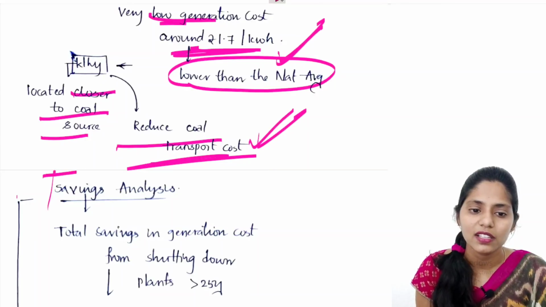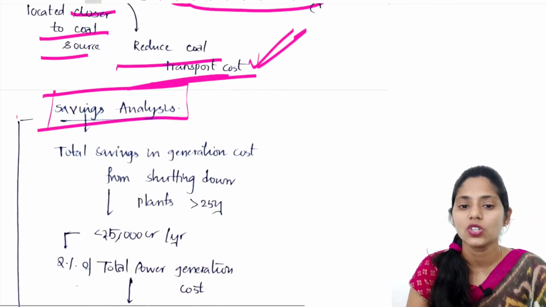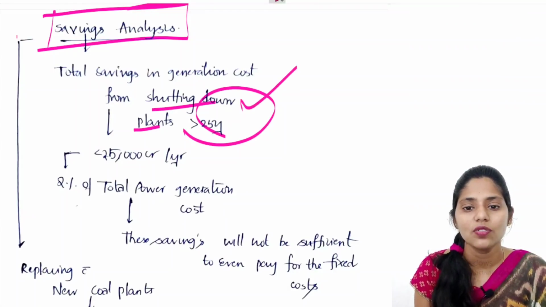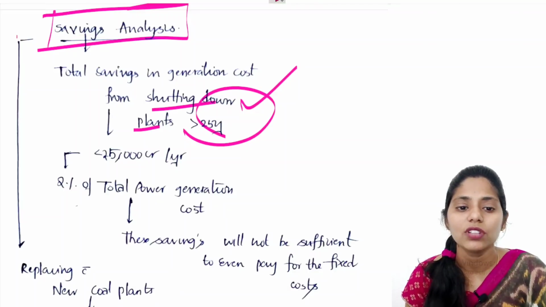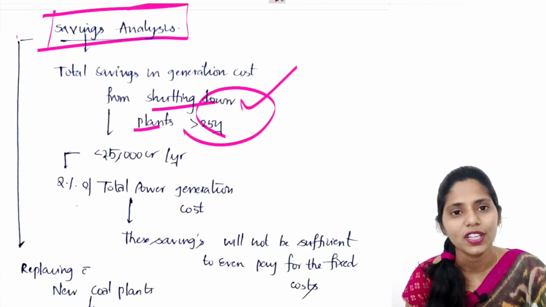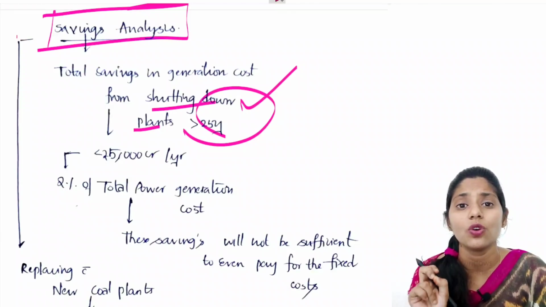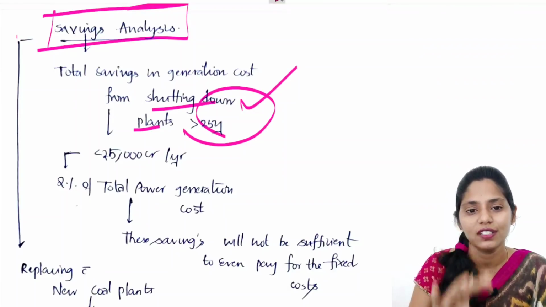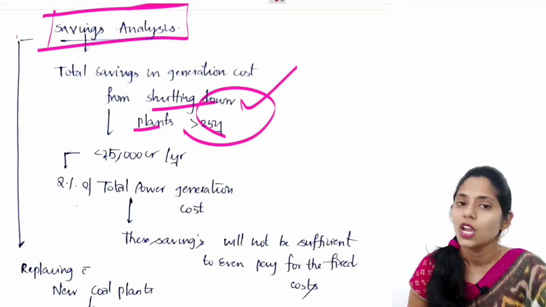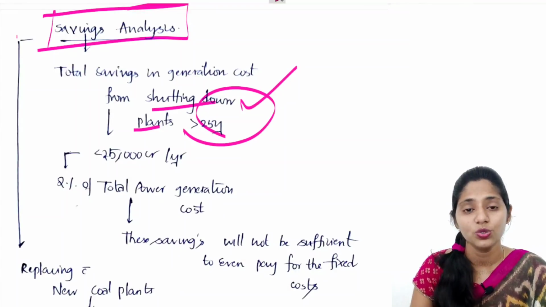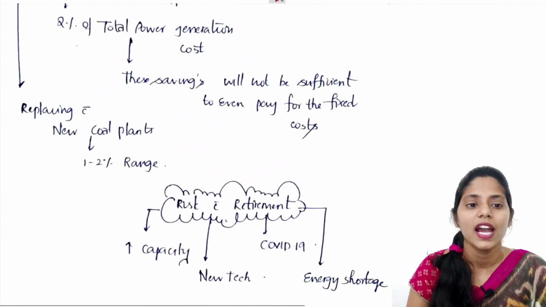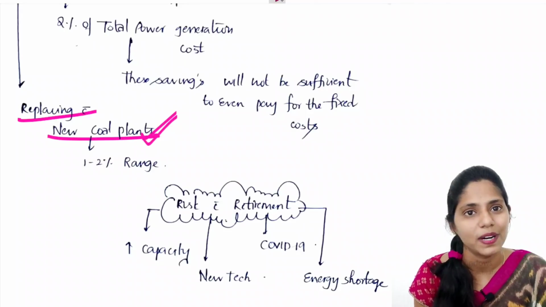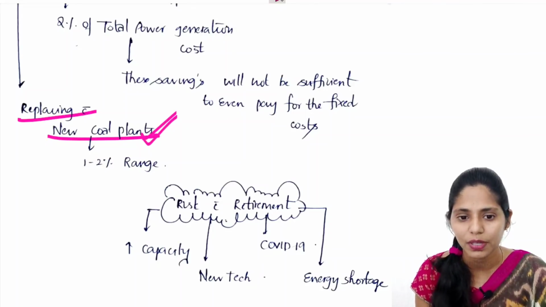If you are talking about the analysis regarding savings, the total savings in generation cost from shutting down plants older than 25 years would be just less than rupees 5,000 crore per year. That is just 2% of total power generation cost. So these savings from shutting down these coal power plants would not even be sufficient to pay for fixed cost. And if we replace them with new coal plants, we would benefit only in the 1-2% range, so it is also not economically viable.